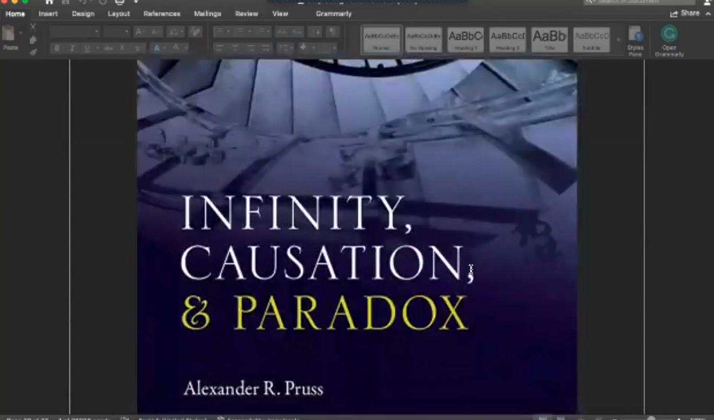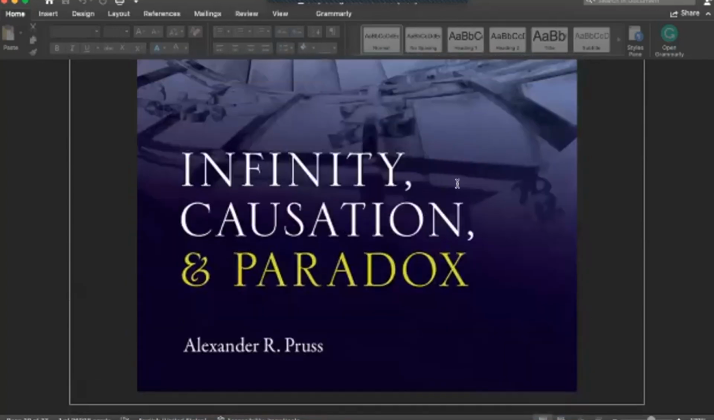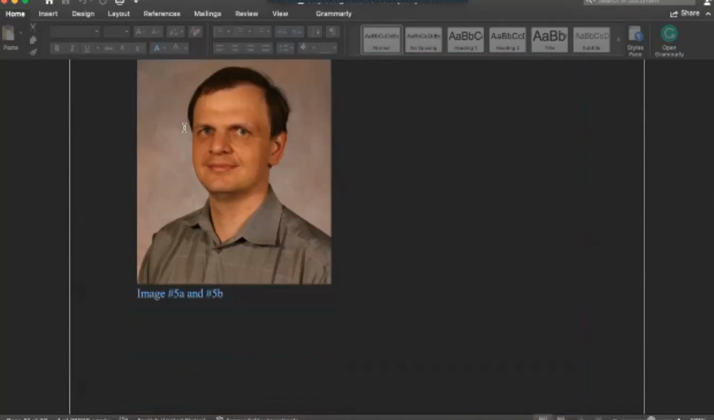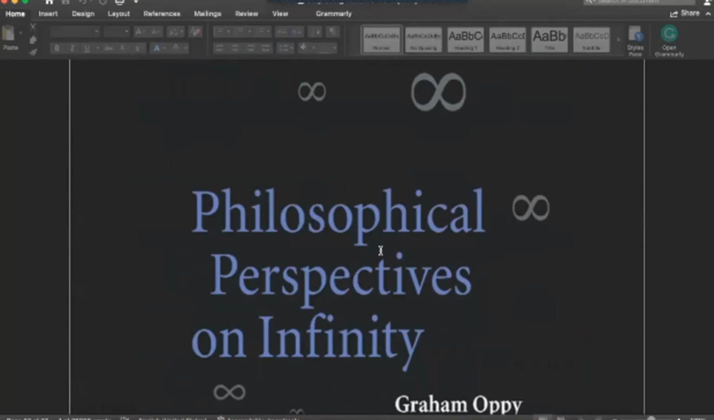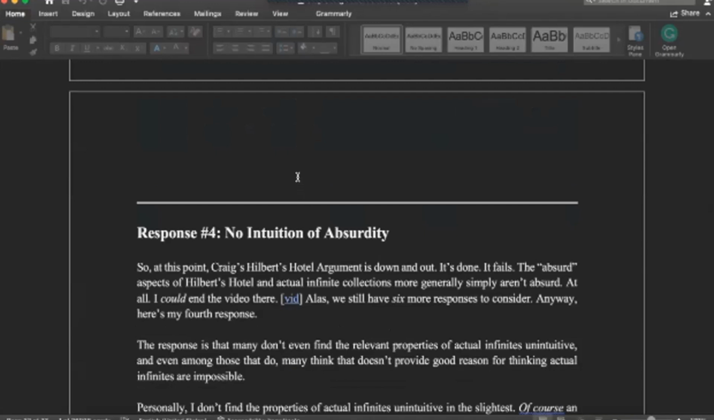And then, of course, here's Proust's Infinity, Causation, and Paradox, where I'm taking that stuff from where he says he doesn't share the relevant intuitions. It's Proust. And yeah, Philosophical Perspectives on Infinity. That's Graham Oppy's book where he says that sort of thing.